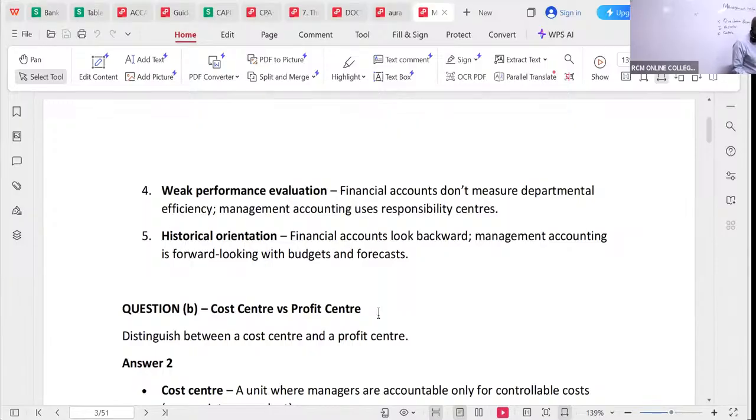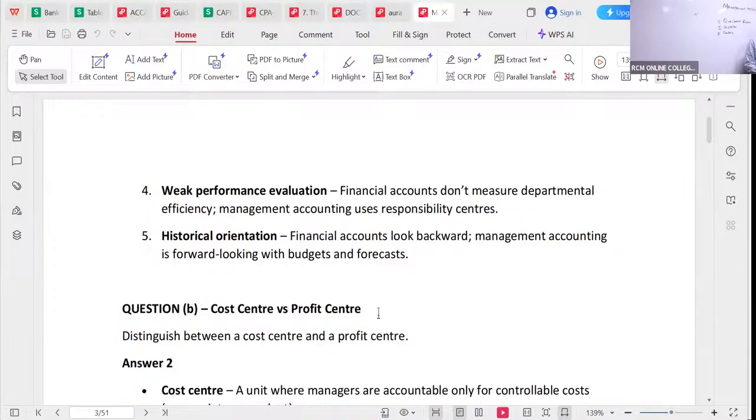Financial accounts doesn't even measure departmental efficiency. Management accounting uses what we shall be calling responsibility centers. Historical orientation: financial accounts looks backward. Management accounting is forward looking, with budgets and forecasts.